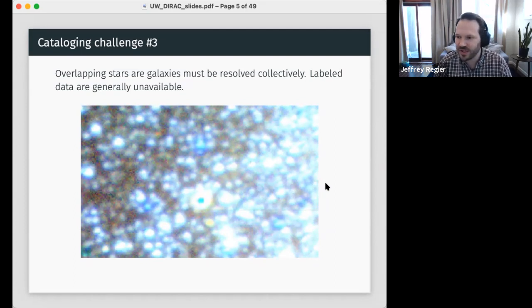Additionally, there isn't really labeled data for cataloging. You can get labels that are noisy, but basically it's best to think of it as an unsupervised learning problem in machine learning terminology.